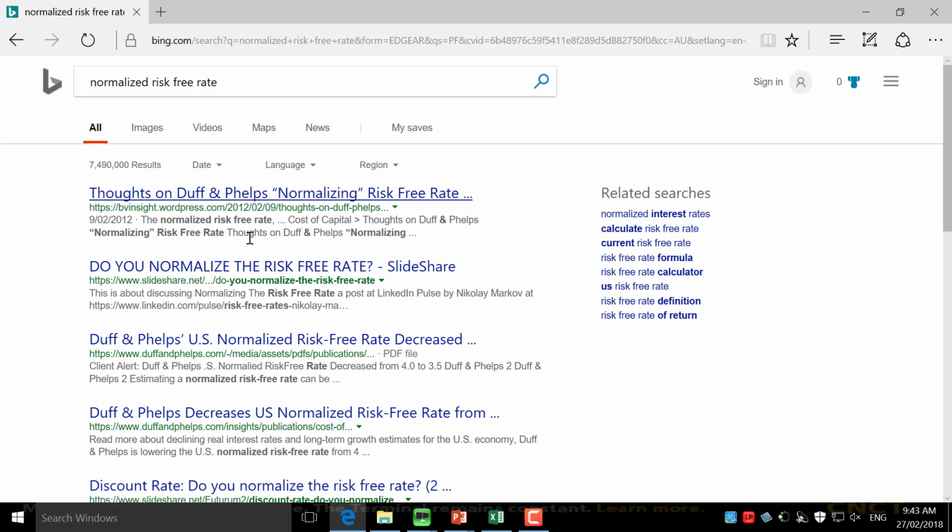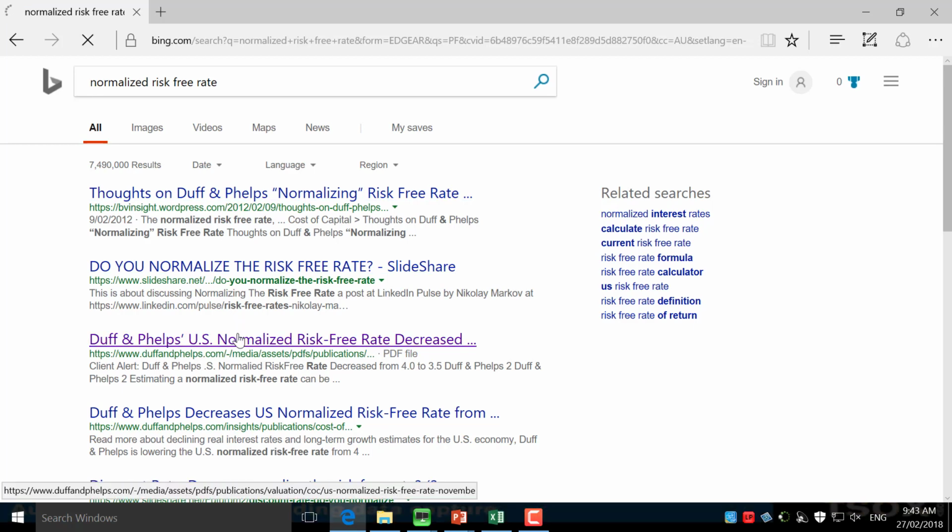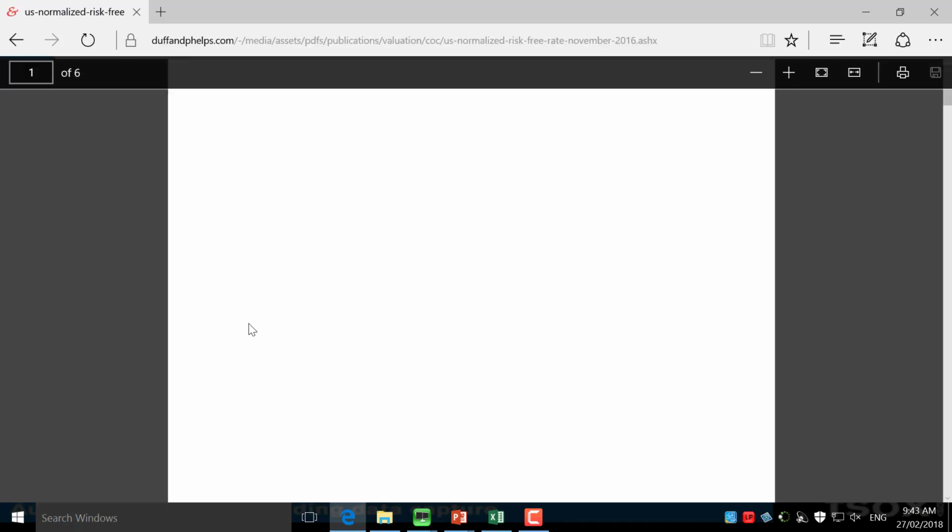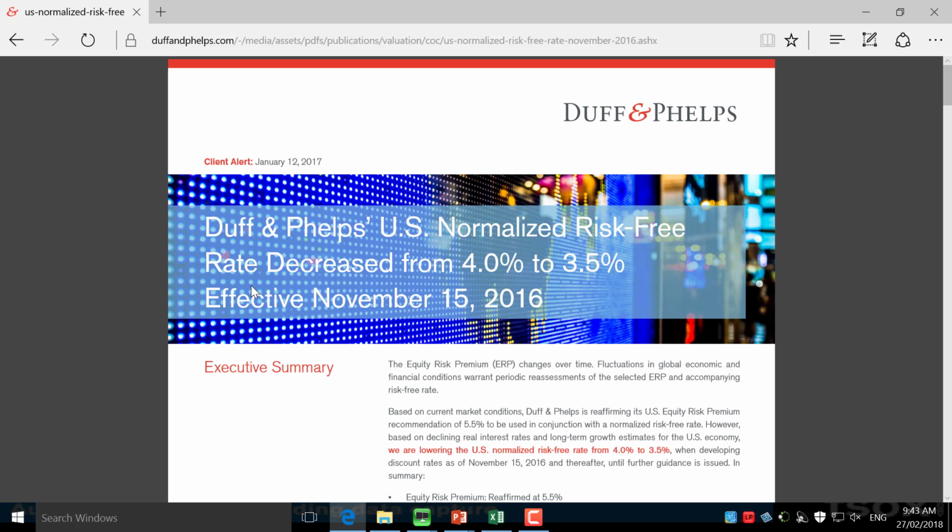And basically what you're figuring out here is what people think the normalized risk-free rate is. So for example, in the US, basically the biggest authority on risk-free rates, market premiums and everything is Duff & Phelps. Duff & Phelps generally issues what they believe are current normalized risk-free rates. So if I click here, let's see what they've said while it loads. Duff & Phelps in this case has issued an executive summary that they've decreased the normalized risk-free rate from 4% to 3.5% effective November 15, 2016.